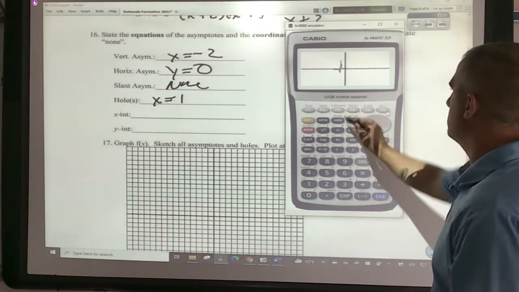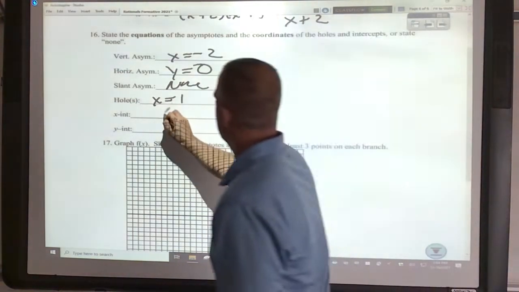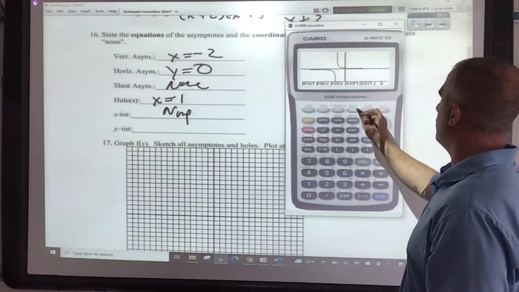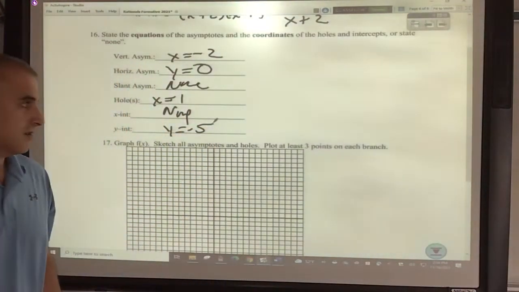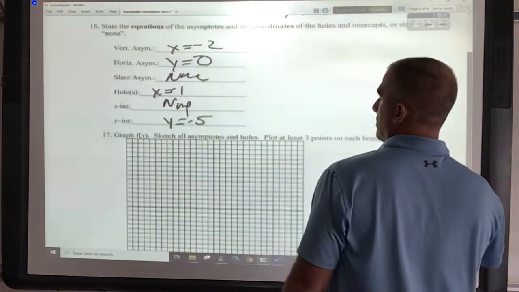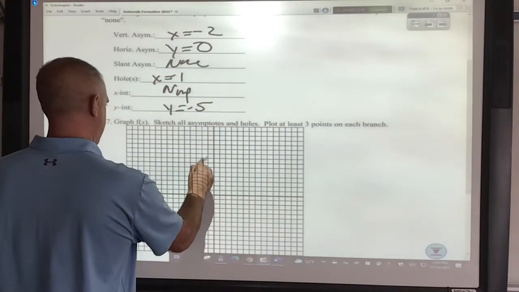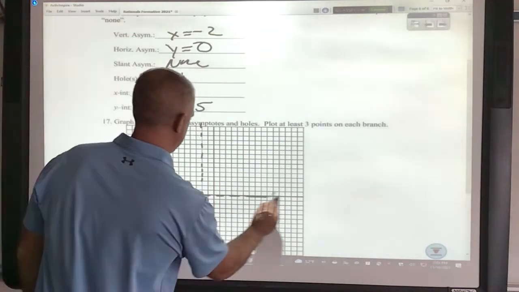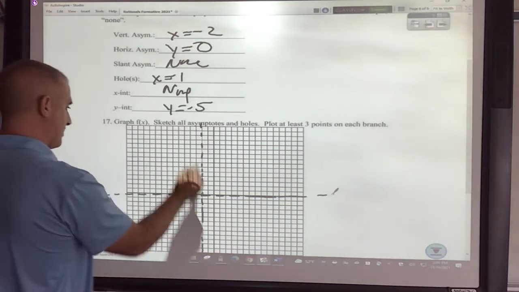Draw. G-solve root, there's none. G-solve y-intercept. Y equals 0.5. So at -2, I got this. This is horizontal. My y-intercept's at 0.5.